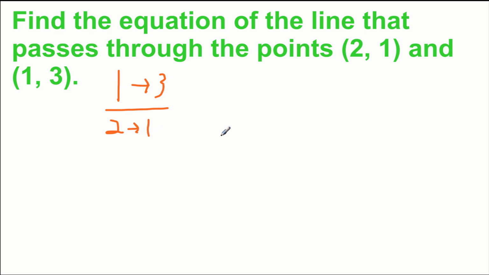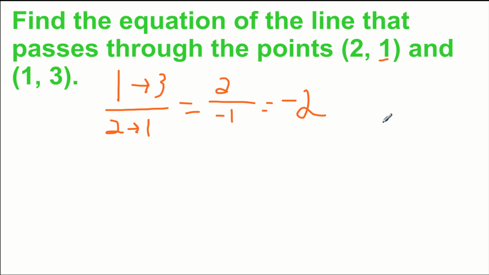The y's and the x's have to be in the same order. So if I use this 1 first and then the 3, I have to put the 2 first and then the 1. Can't switch the order. The y value has to be with its corresponding x value. So from 1 to 3 is an increase of 2. That's a positive 2 then. 2 to 1 is a decrease of 1. So that makes a negative 1. When one of the numbers is negative, the whole slope is negative.